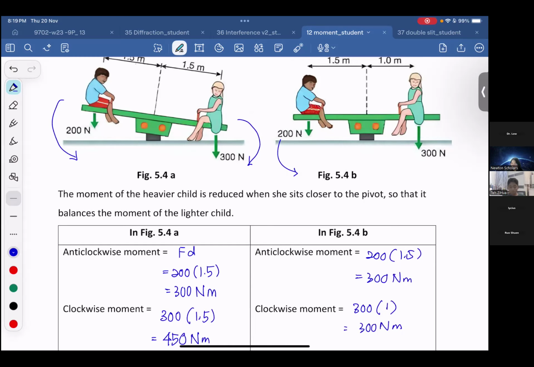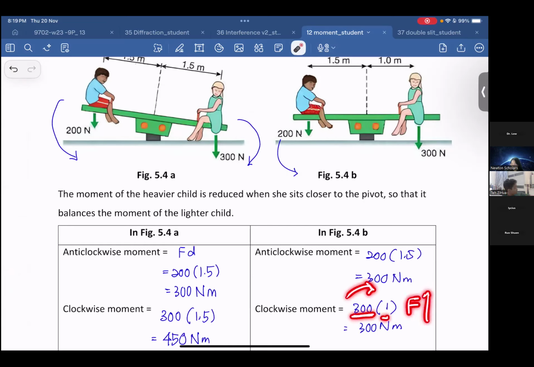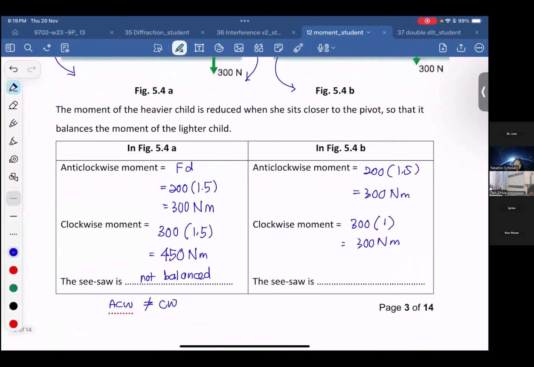Can you see that if your force is greater and you want to get back the same 300 Newton meter, then you need to make your distance shorter. In this example, 300 Newton meter and 300 Newton meter, at the end we understand that anti-clockwise moment equals clockwise moment. So in the second diagram, the seesaw is balanced. Until here, do you have any question you want to ask me before we proceed?